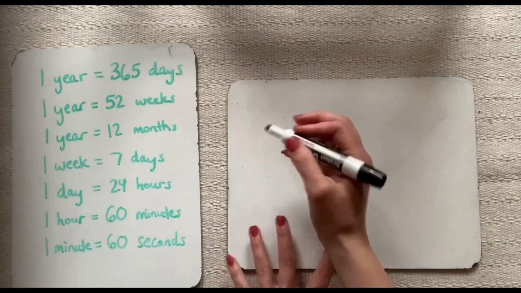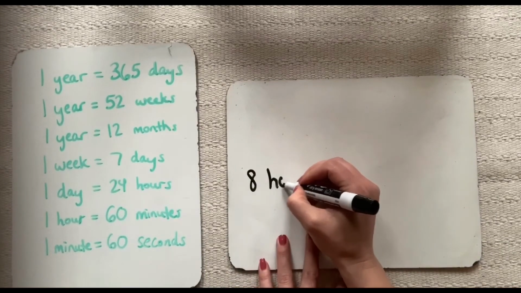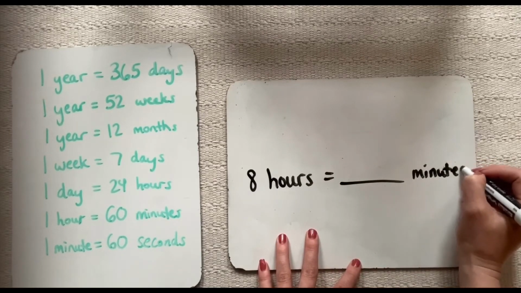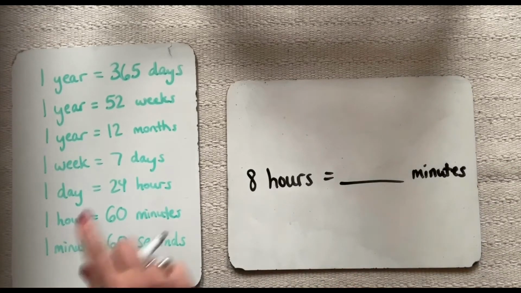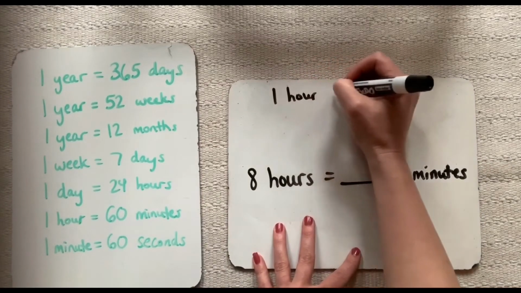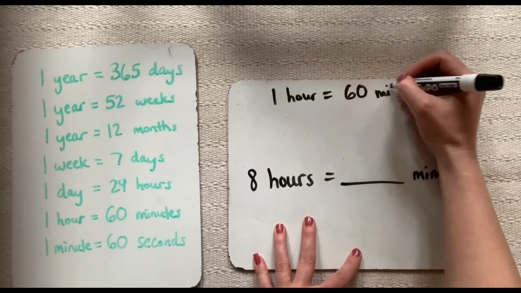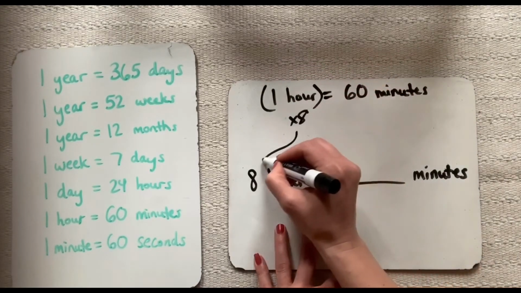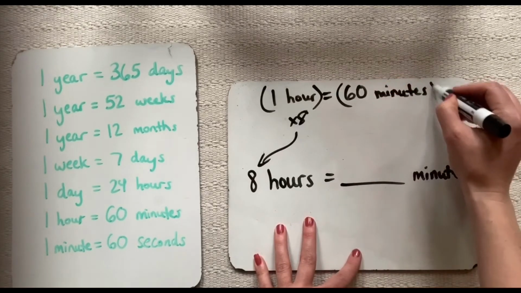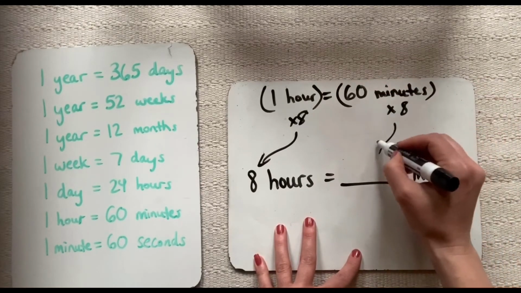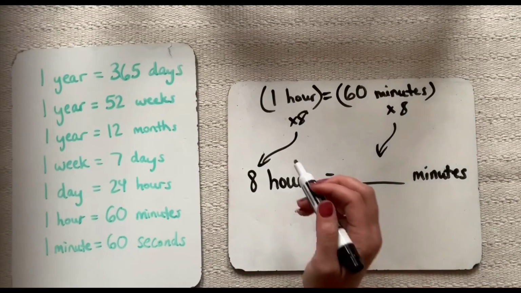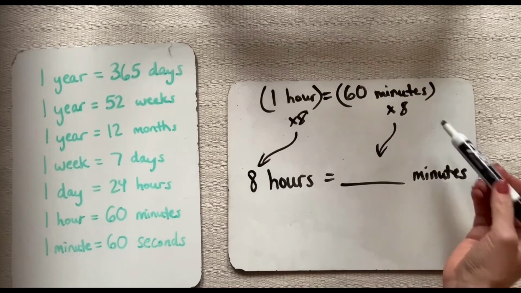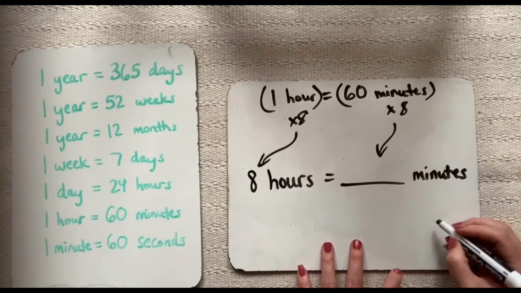All right, how about 8 hours equals blank minutes? Well, 1 hour equals 60 minutes. So we times this times 8 to get that. And we're going to need to times this by 8 then to get our minutes. Because if 1 hour is 60 minutes, then 8 hours must be 60 times 8.